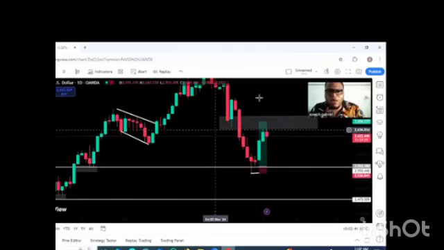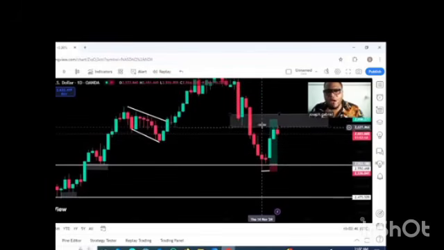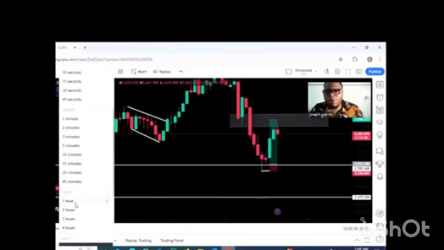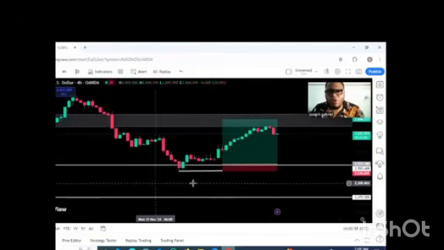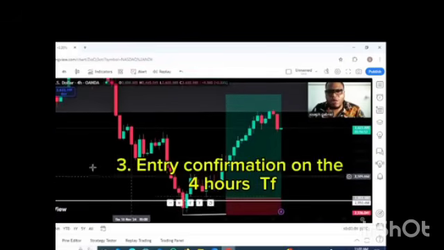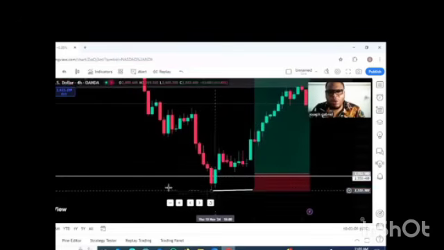If you notice, guys, this was where I made my TP target. So I'm going to be showing you on the 4 hours. When we go down to the 4 hours, we don't want to mark our key zones there. No, we just want to wait for our entry confirmation on the 4 hours. Now remember, you can see this is our key zone.